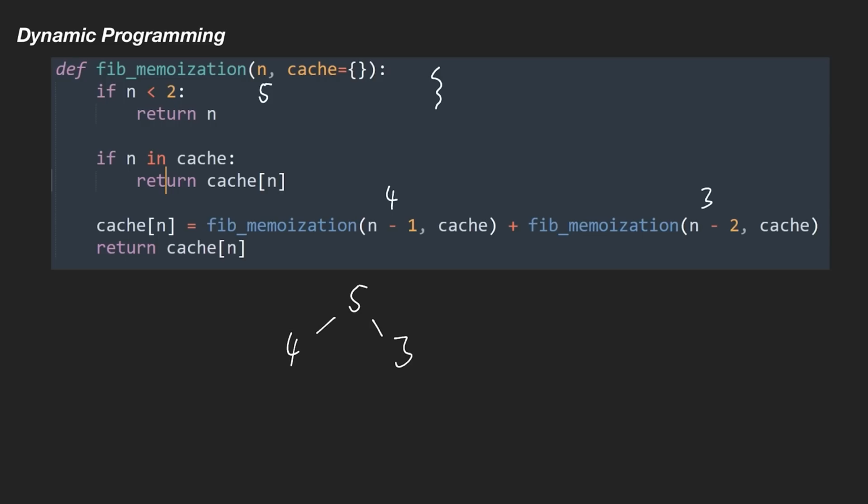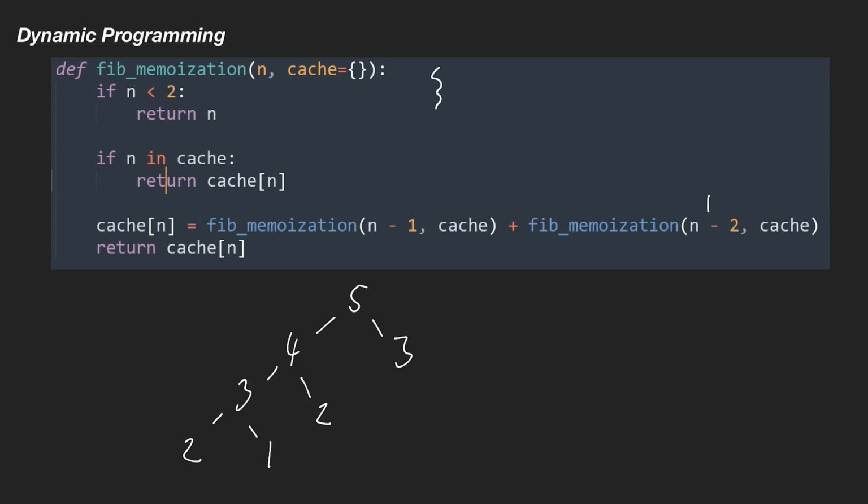Okay, so now we're going to go to 4, and we need to solve the problem for 4. So if n is equal to 4, it's not less than 2, and it's not in the cache. So again, we're going to have to solve these sub-problems. We're going to have to call 3, and we're going to have to call 2. Okay, so now I call 3, and I call 2. Now let's do the call to 3. So we come to 3, it's not less than 2, not in the cache. We've got to solve these problems, 2 and 1. So we have 2, and we have 1.